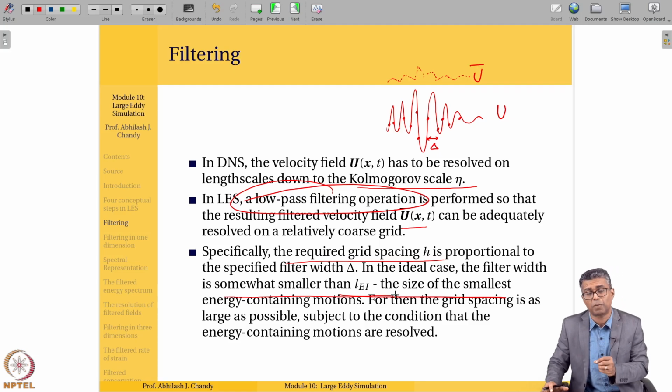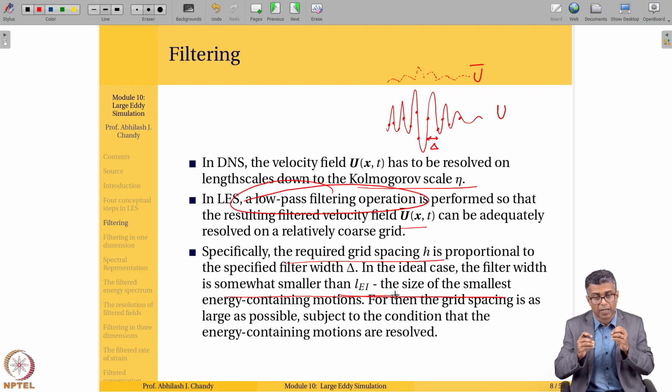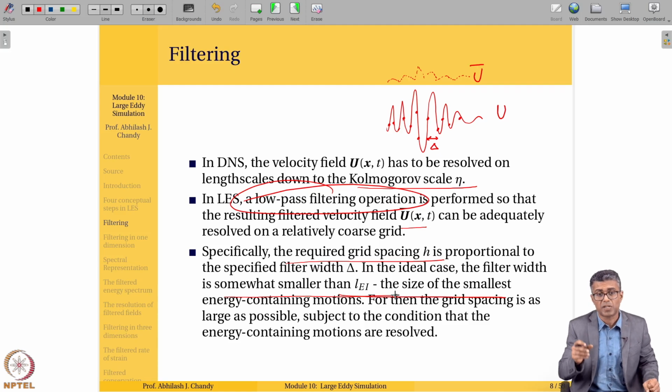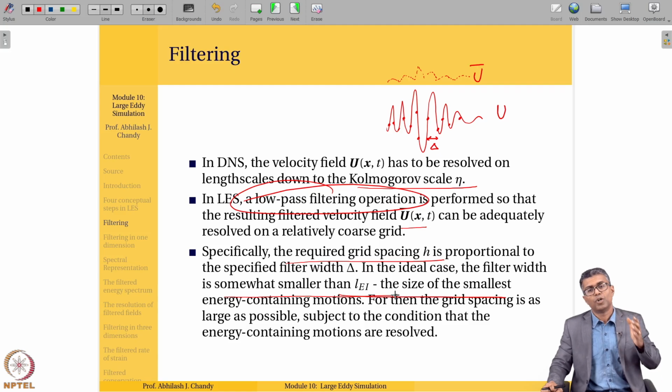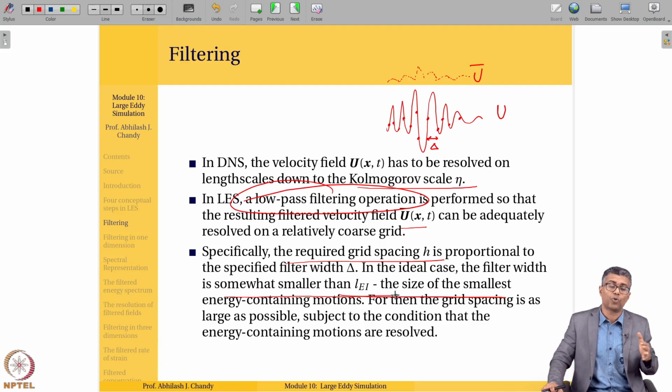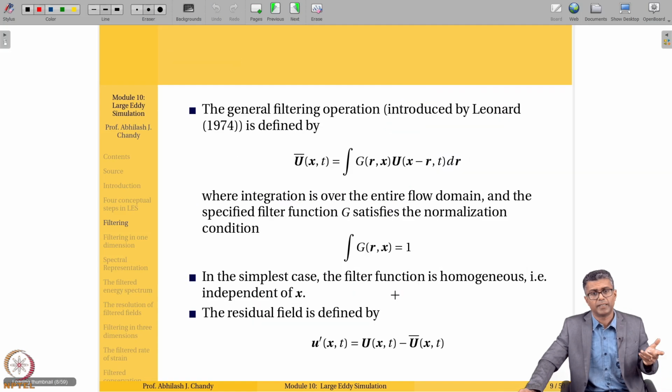Okay, when I say the finest grid possible, I should be more specific by saying the grid spacing should be as large as possible, so that it is affordable, so that it is computationally efficient. However, it should still capture the energy containing motions. So yes, you want your filter width to be close to the energy containing motion demarcation length scale, LEI, but at the same time somewhat smaller than that. How much smaller? The lesser you go, the more cost you're going to incur, and the lesser you go, you're going to approach DNS. Okay, we'll discuss all that in the coming slides.